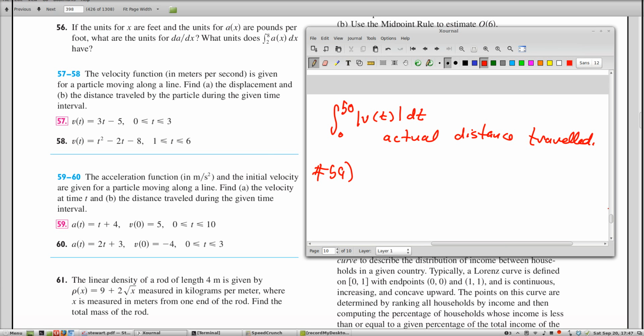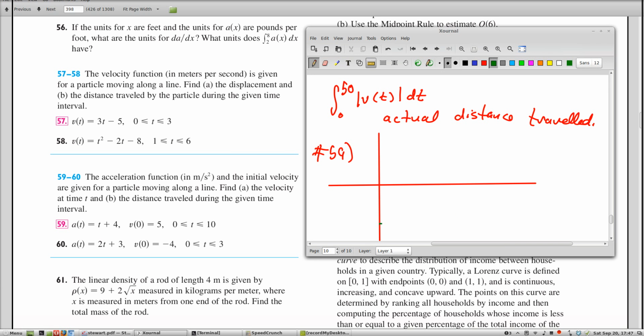And I think it'll be helpful if I graph that for you. You should really be able to graph it yourself. It's a line, and the intercept is -5. I kind of like to put -5 right here. So here's -5. This is the t-axis. This is the v-axis, I guess.